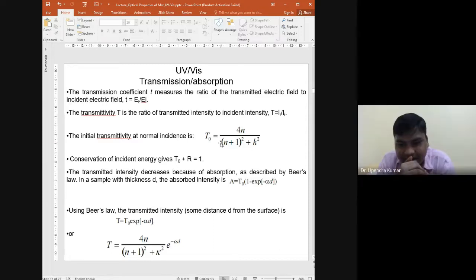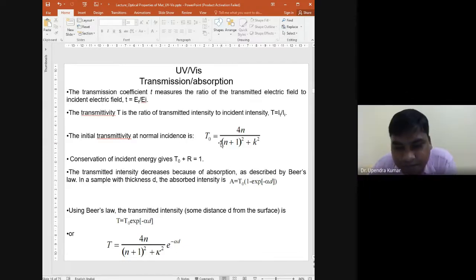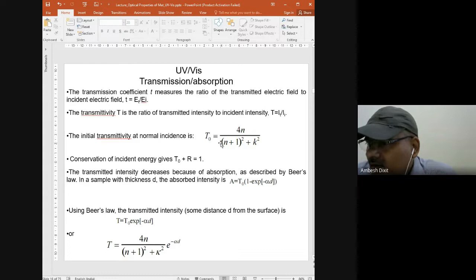Let us first take absorption. Absorption means at a particular wavelength. Absorption at wavelength lambda.